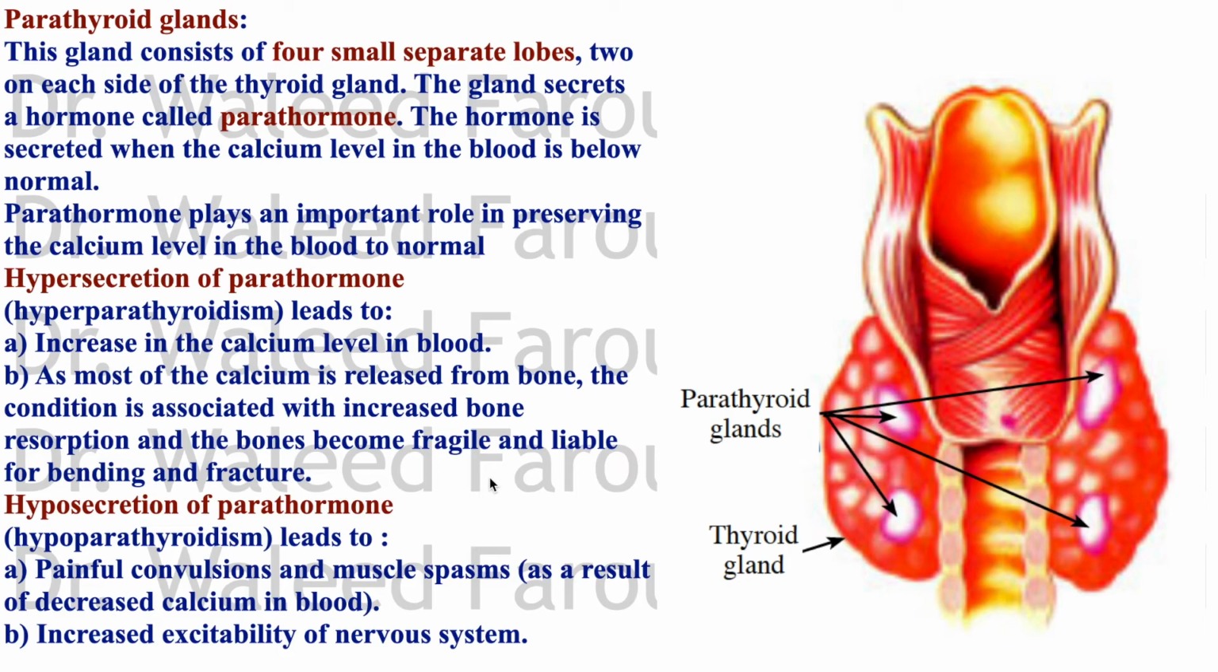يبقى هش ويتكسر بسهولة. في حين إن الهايبوسكريشن of parathormone اللي هو الهايبوparathyroidism leads to painful convulsions and muscle spasms. This is because decreased calcium level in the blood. So as a result of decreased calcium level of blood, there will be painful convulsions and muscle spasms. Also, there will be increased excitability of the nervous system.